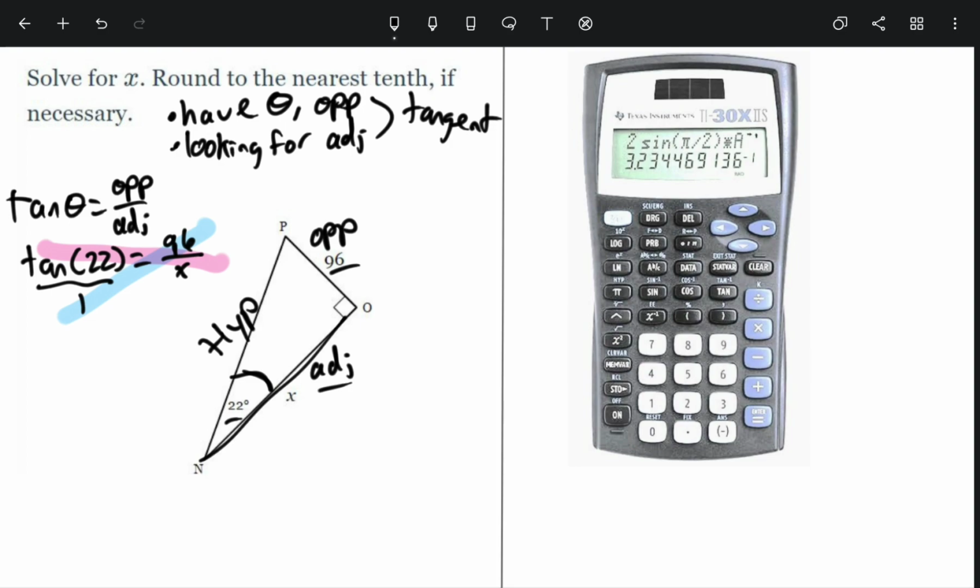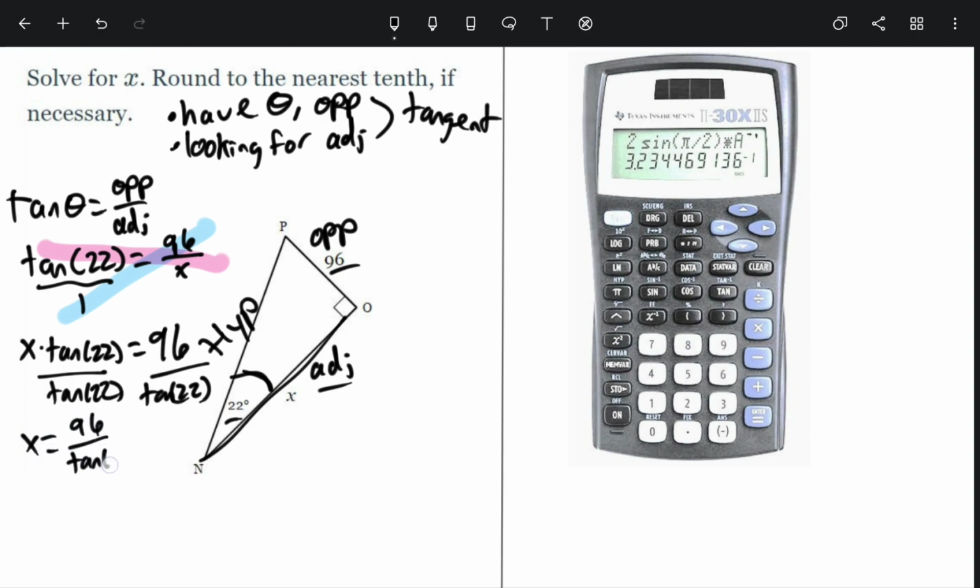Okay, so tangent 22 times x equals 96. Divide both sides by tangent 22. So now we have x equals 96 over tangent 22. Plug that in a calculator, we get x equals 237.6. And we are done with that.